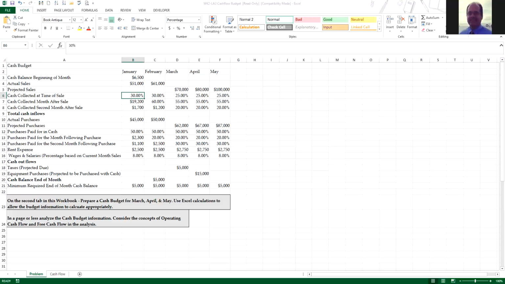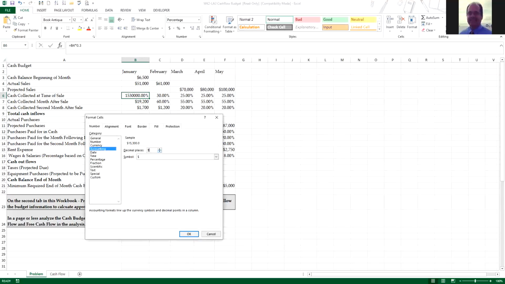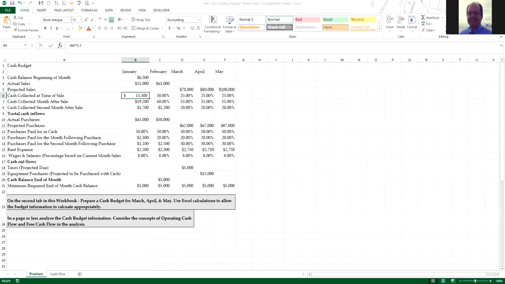As we did in the previous module, we begin entering a formula into Excel by entering an equal sign. We're going to click on the cell with the 51,000. We're going to multiply that times the 30% because that's how much we collected. That just means that we need to expand that. It's a percentage, so I just need to format the cells to an accounting format. So let me change that for you. So we collected $15,300 of cash at the time of sale.